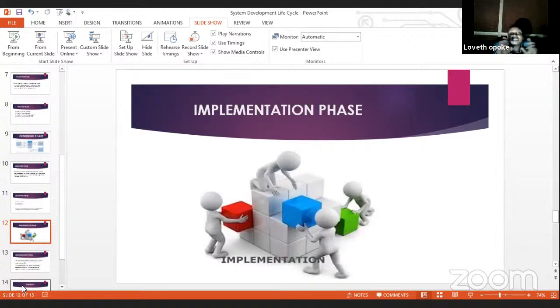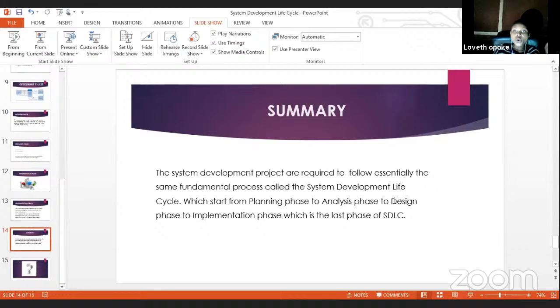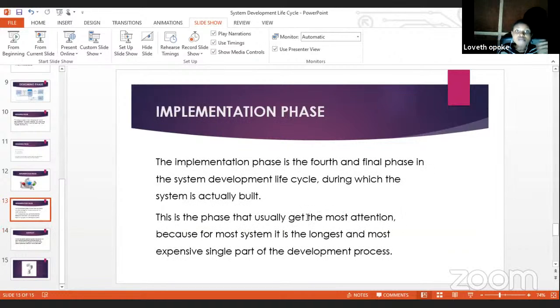Because of our time, we have the last phase of the system development lifecycle, which is the implementation phase. The implementation phase is the last phase of the system development lifecycle, where the system is actually built. This phase is the phase that gets the most attention because for most systems, it is the longest and most expensive single part of the development process.